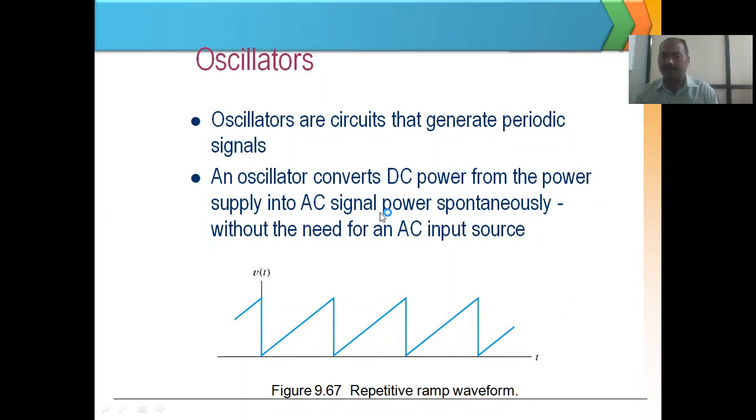So for that DC to AC conversion, it doesn't need any input. Why? Because no feedback is used in this case. Feedback indicates that some part, in this case, no input is applied. Input indicates that we don't apply any input signal. We are just applying the DC signal.